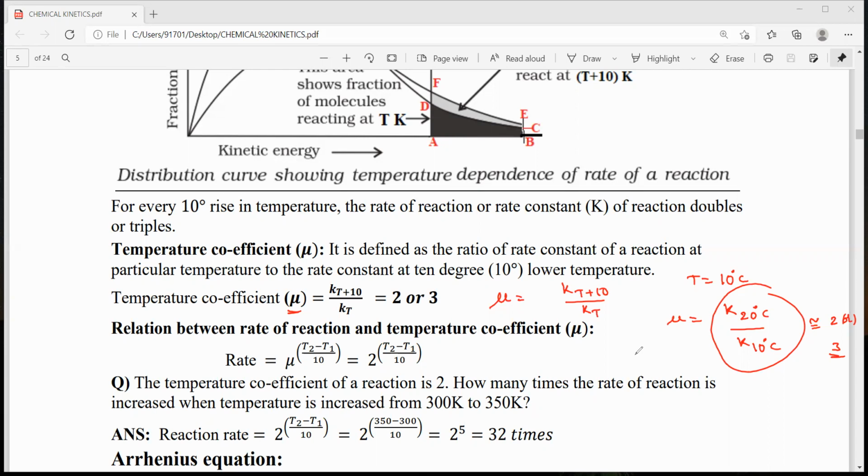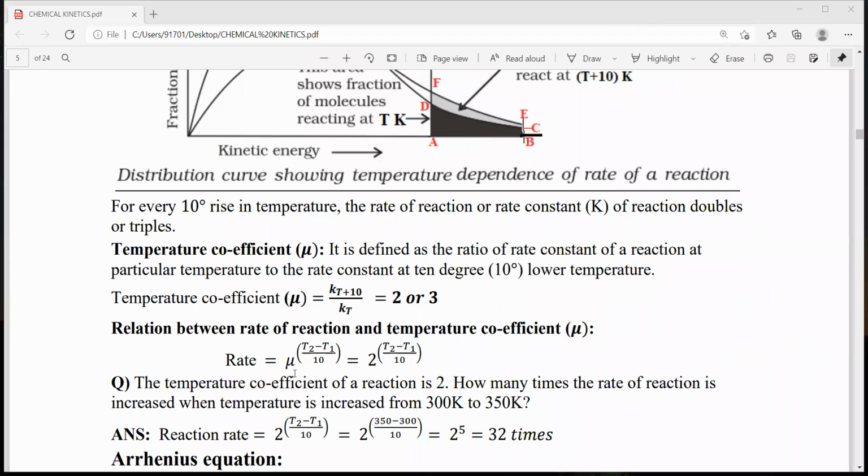Then we know the relation between the rate of reaction and the temperature coefficient at different temperatures: the rate is equal to nu to the power of (T2 minus T1) by 10. Commonly we consider nu as 2 only. That's why the rate is equal to 2 to the power of (T2 minus T1) by 10. This formula is very, very important.